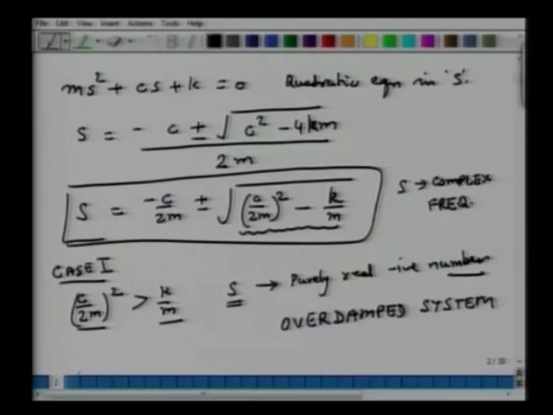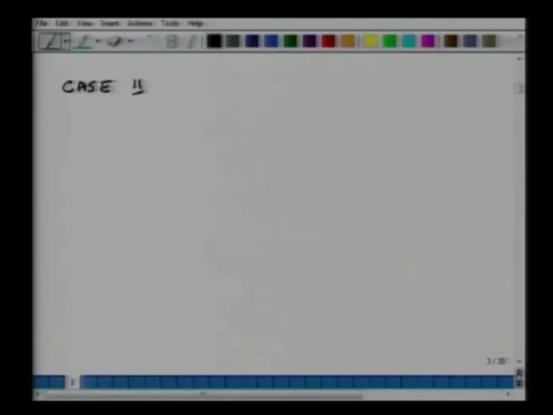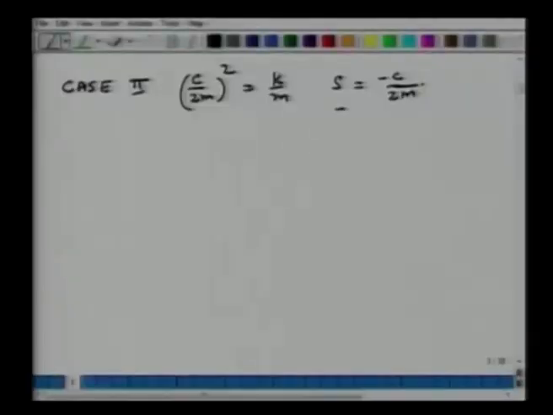Then there is another case. So case 2 would be c over 2m whole square equals k over m. In that case, my s will be minus c over 2m. Again, c is a real number, m is a real number, so s is a real number and it is also negative. So once again, in this case, there are no oscillations happening in the system, and the system is called critically damped. Critically damped system.